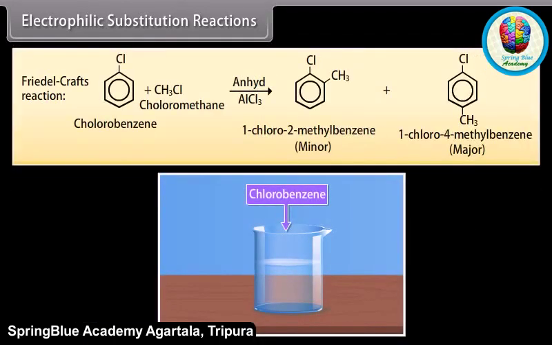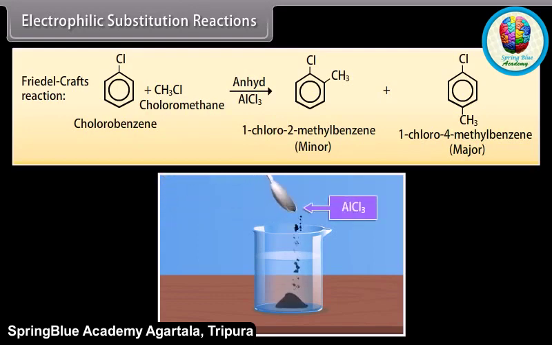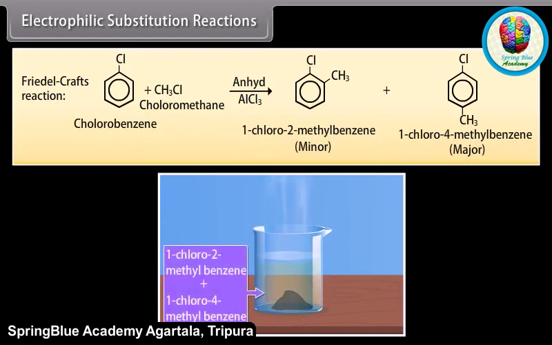Friedel-Crafts reaction. When chlorobenzene is mixed with chloromethane and then some anhydrous aluminium chloride is added, it reacts to give 1-chloro-2-methylbenzene, which is a minor product, and 1-chloro-4-methylbenzene, which is a major product.